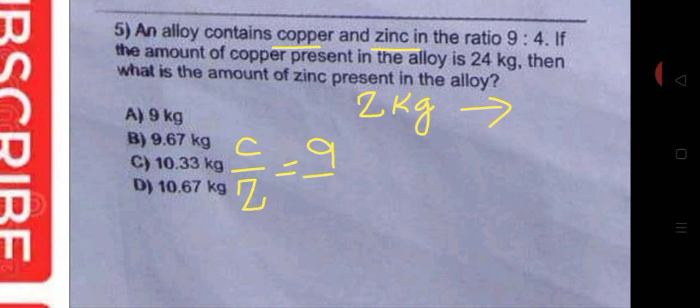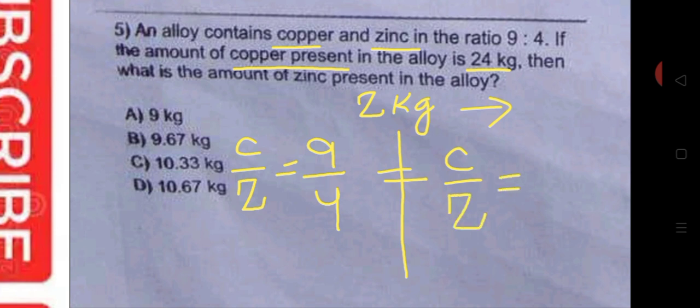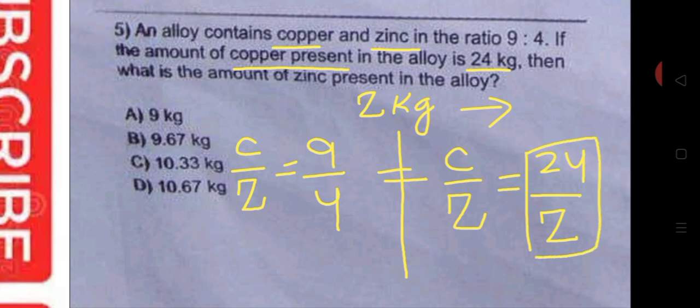Okay, let us say we need Z kgs of zinc. Since the ratio between copper and zinc is given as 9 is to 4, and also the copper present is 24, the ratio would then be C divided by Z, that is 24 divided by Z. Then we equate these two ratios, so 9 divided by 4 is equal to 24 divided by Z.